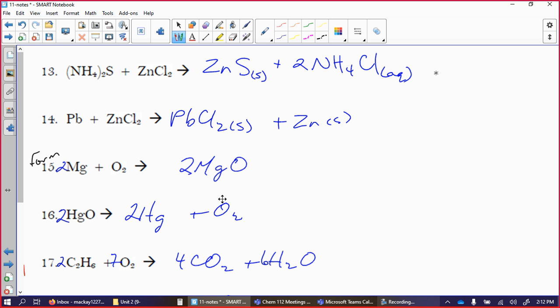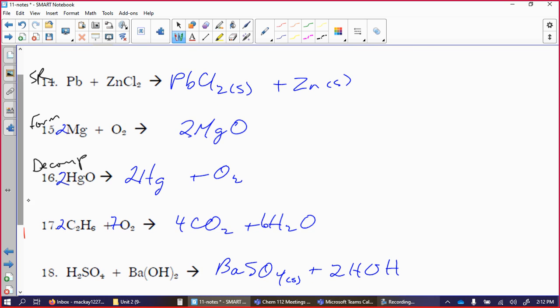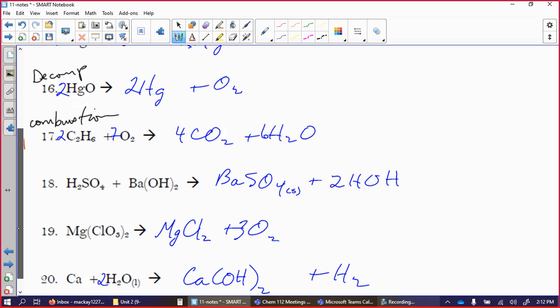Magnesium plus oxygen gives magnesium oxide. That's a single replacement because it's an element and a compound. Double replacement. One thing and an arrow is decomposition. And combustion. So those are all balanced.